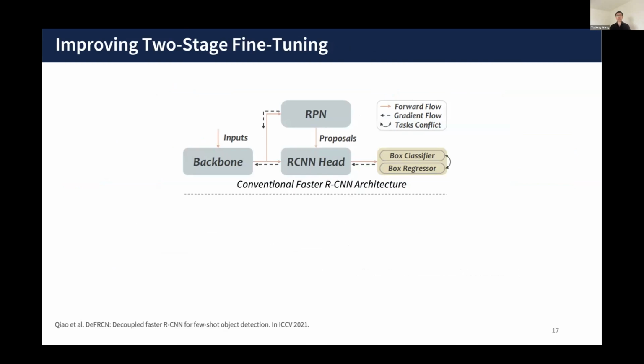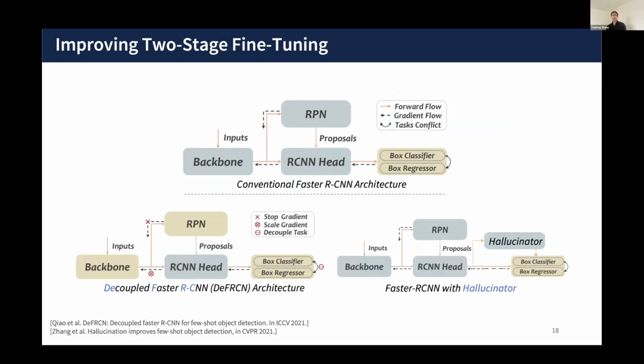Specifically, the conventional Faster R-CNN architecture includes an RPN, an RCN head, which is followed by a box regressor and a box classifier. In decoupled Faster R-CNN, DFRCN, shown on the left, stop gradient is performed between the RPN and the backbone. Meanwhile, scale gradient is performed between the RCN and backbone, as well as decoupling conflicting tasks between the classifier and the regressor. On the right, a hallucinator network is introduced that learns to generate additional useful training examples for novel classes by transferring the shared within-class variation from base classes. Such decoupling or data hallucination is shown to be helpful in fine-tuning on novel classes, leading to significantly improved detection performance.